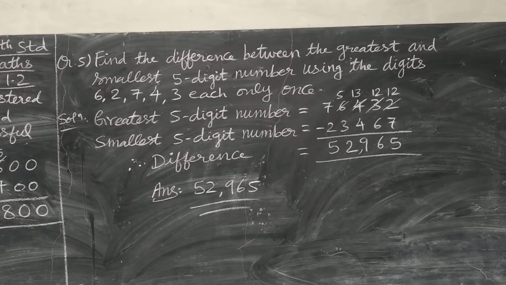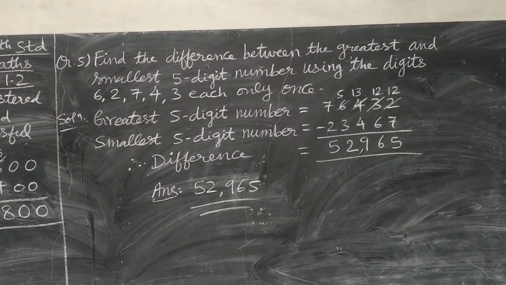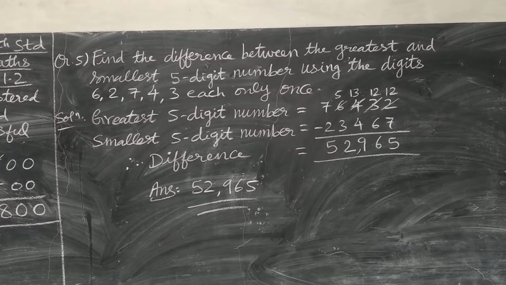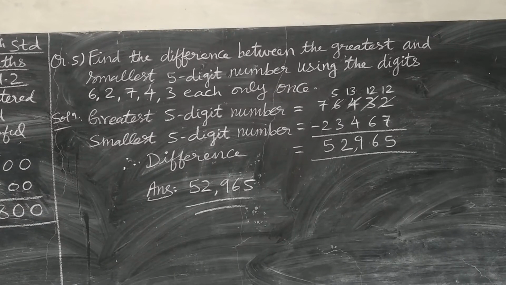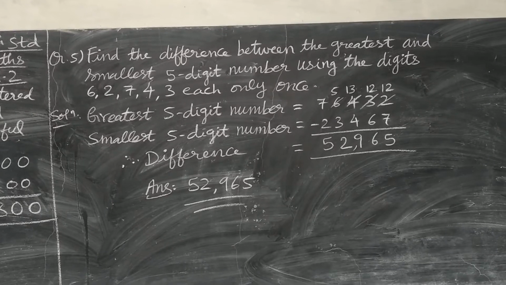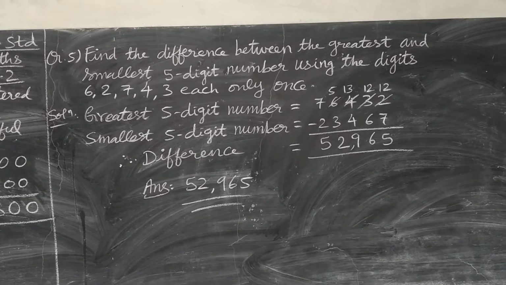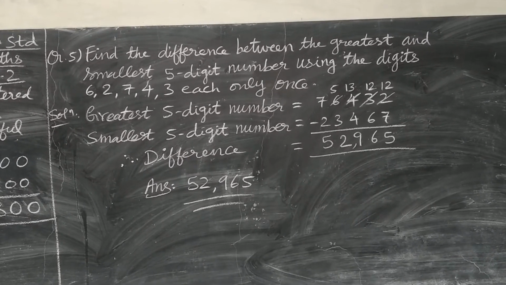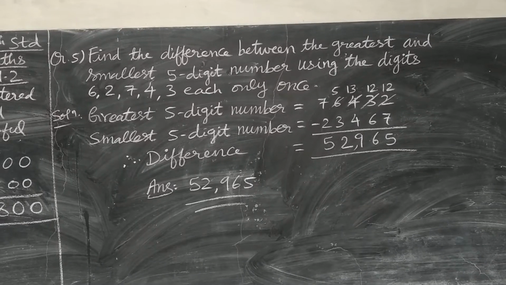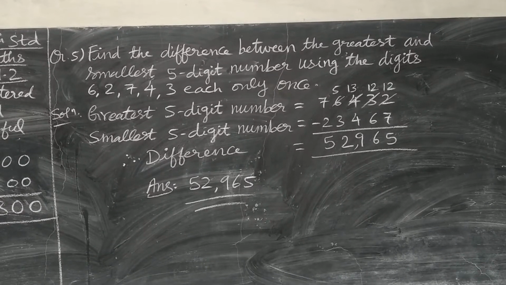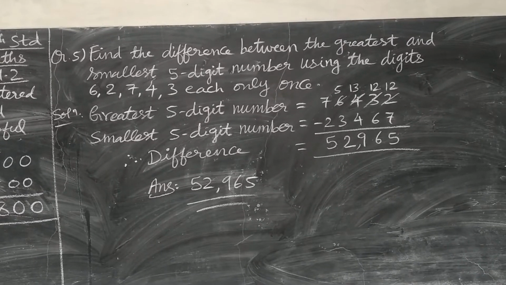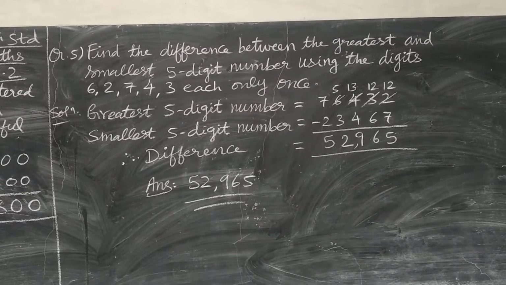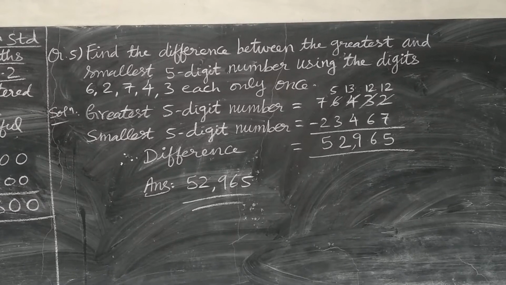First, greatest 5-digit number. So which is the greater number, that you have to write first. 7, 6, 4, 3, 2. Smallest 5-digit number is 2, 3, 4, 6, 7. So he has asked to find the difference. This is the greatest 5-digit number and smallest 5-digit number you have written. Difference he has asked. Difference means you have to subtract the small number from the big number.